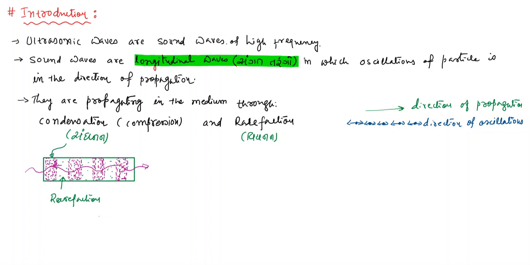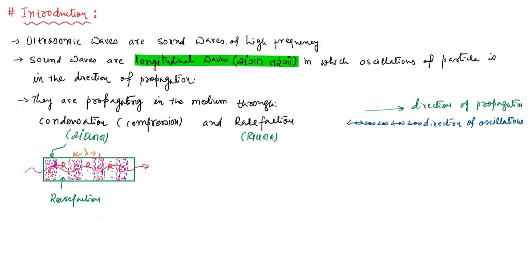Rarefaction is formed, so we get the regions like this. This is condensation, let us say C. This is rarefaction R, C, R, C, R, C, and so on. The distance between two consecutive condensations is equal to lambda, which is known as the wavelength of the wave. So by condensation and rarefaction, the sound waves are propagating in the medium.